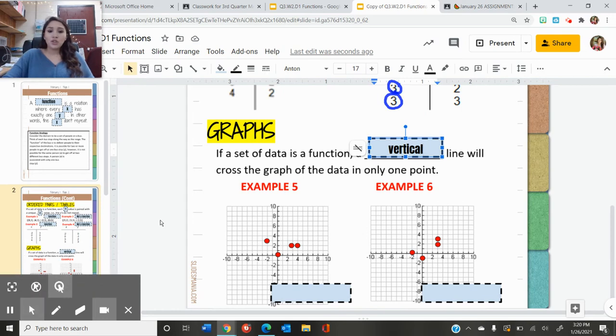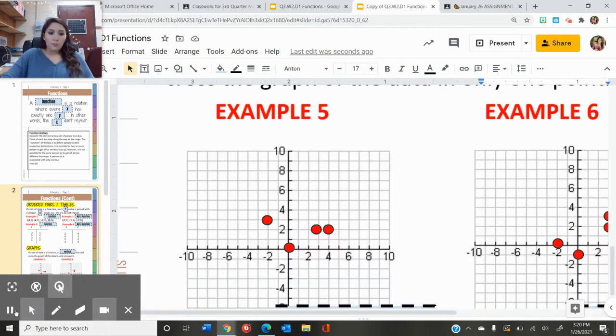I'm going to go ahead and zoom in so we can take a closer look at example 5. Looking at example 5 here, I'm going to perform the vertical line test. Now, if it's a vertical line, remember it goes up and down.